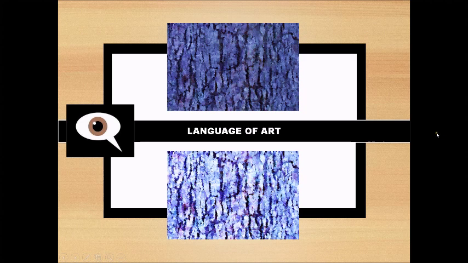Here are the same two images again. This time, the value has been changed. One is dark, one is light. Working in a pair or in groups of three, I want you to discuss what you think they communicate and explain why.